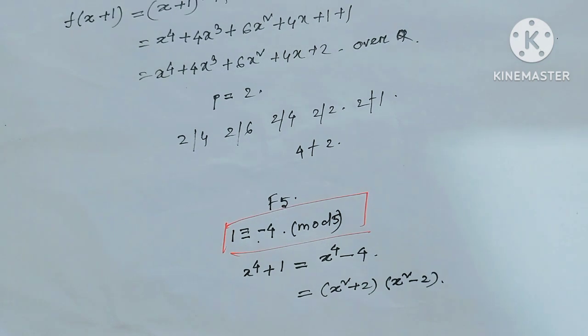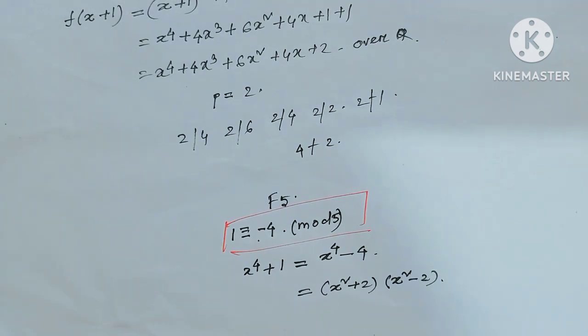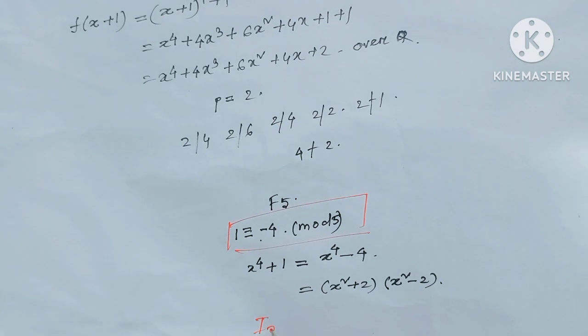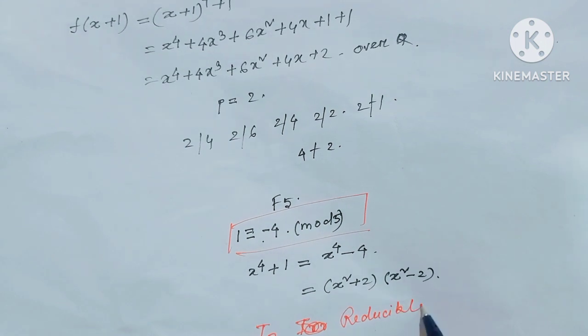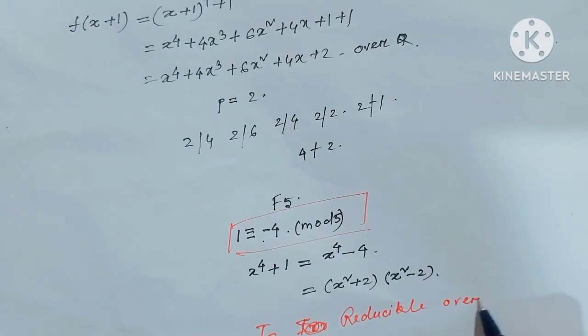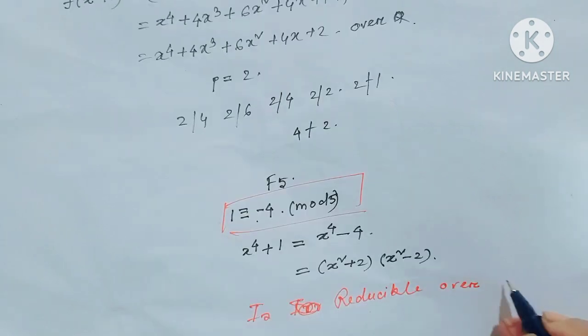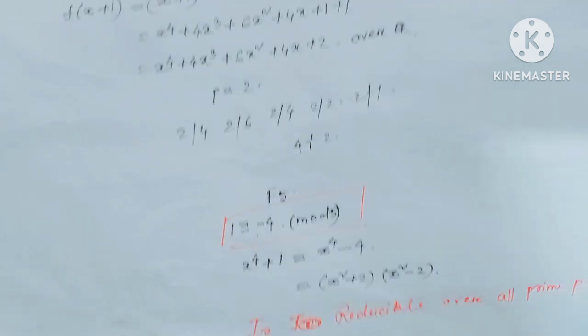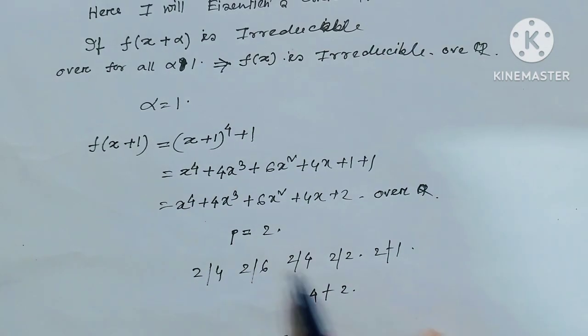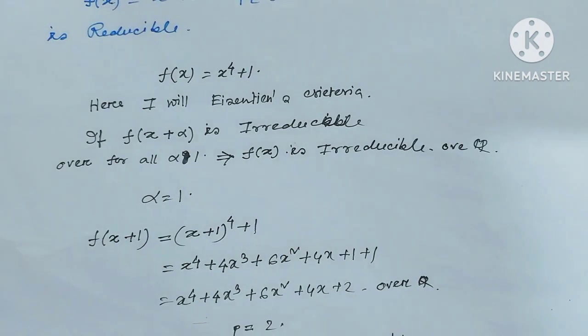So, x to the power 4 plus 1 is reducible over all prime p, but this is irreducible over Q, and this example is a very important example for higher study and also for deep knowledge.